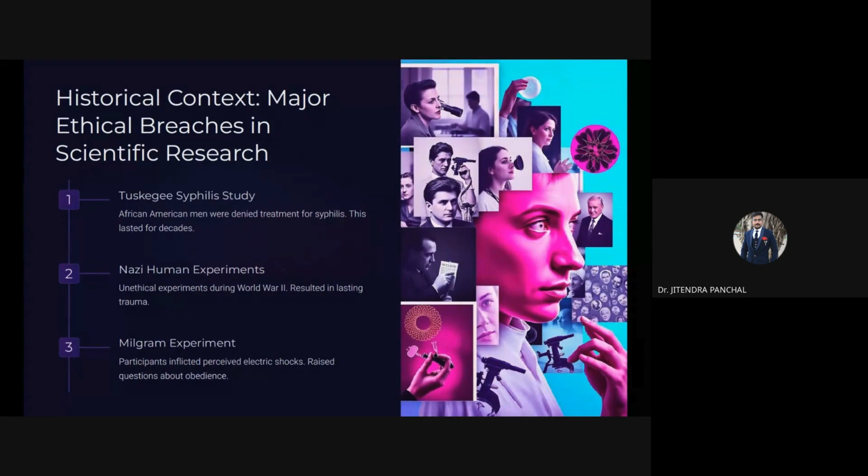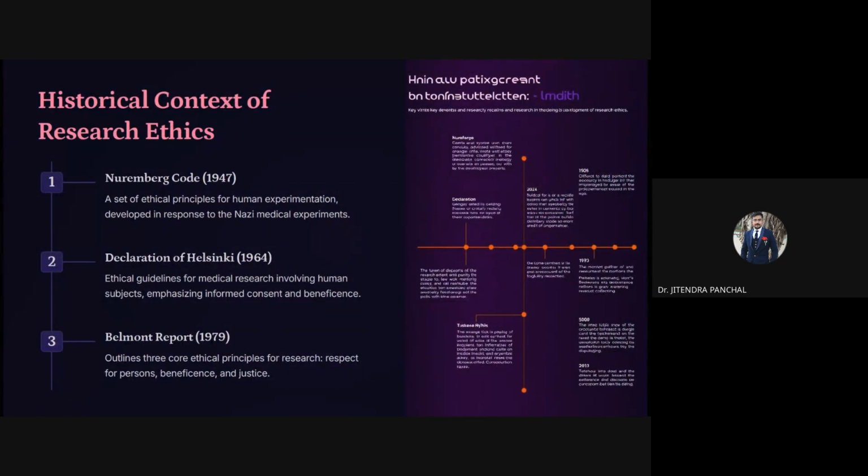So many ethical breaches were done in earlier times, and due to all these, the world came up with some principles. They developed the Nuremberg Code, a set of ethical principles for dealing with human subjects. Then the Declaration of Helsinki, in 1964, an ethical guideline for medical research involving human subjects, emphasizing informed consent and beneficence. Then the Belmont Report, for respect for persons, beneficence and justice. These guidelines were developed in different years, based on whistleblower policies.